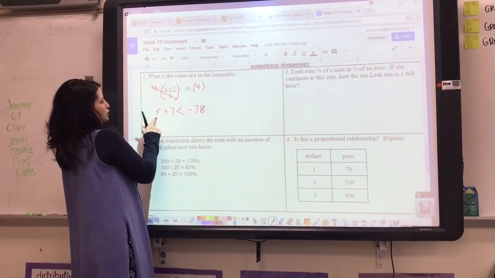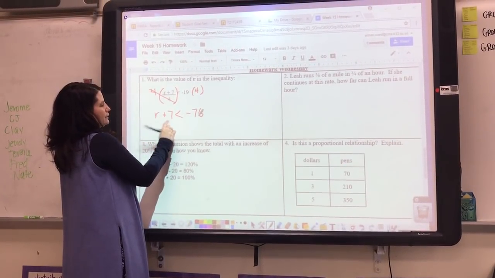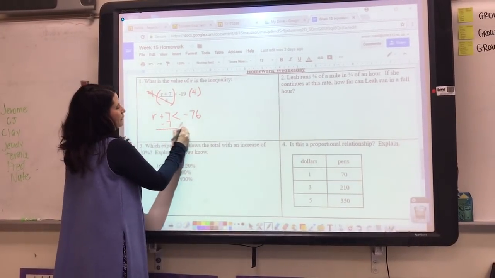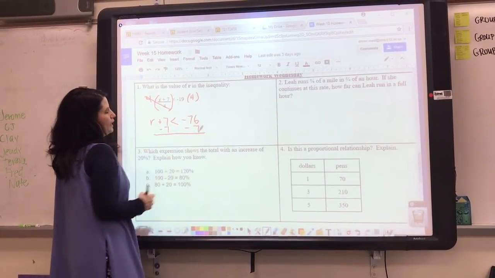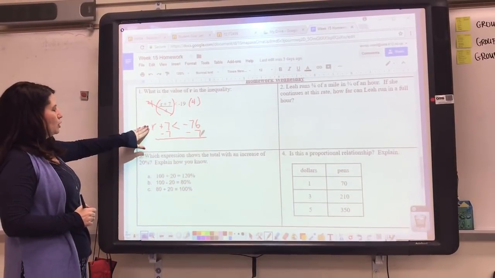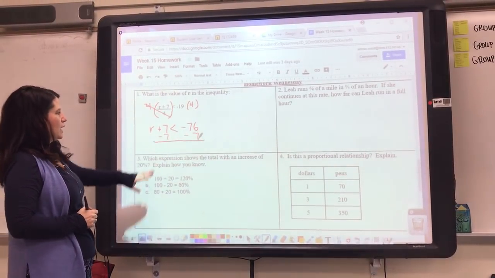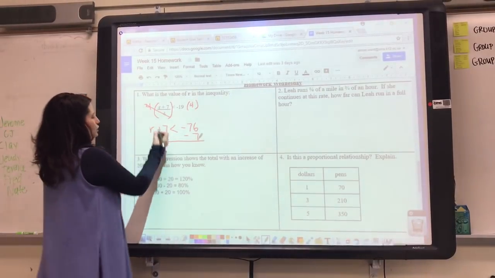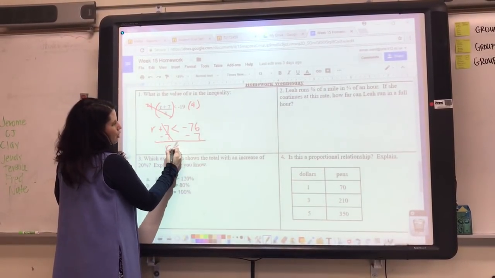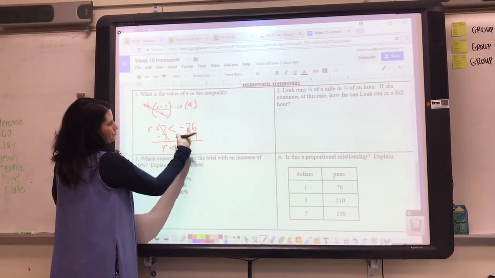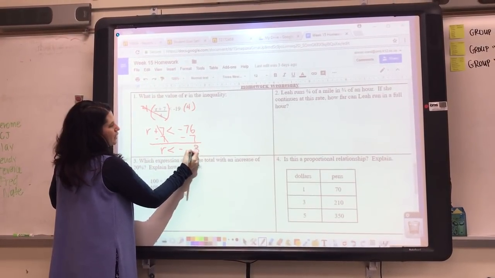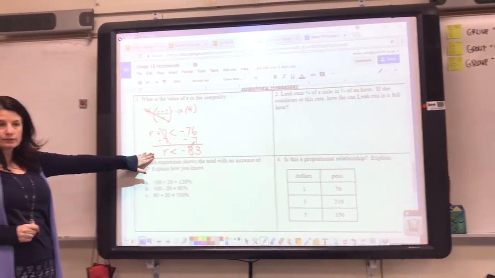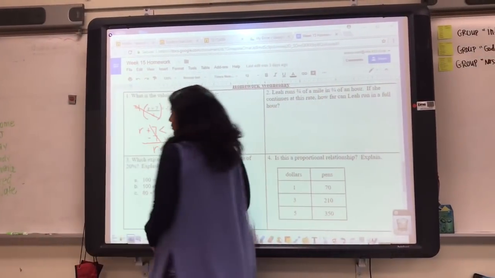Keeping through, I now need just to get r by itself, so I have a plus 7, so I need to do the inverse of add 7, which is subtract 7, and if I do it on the left, I must also do it on the right. Now, if we were dividing or multiplying by a negative, we would flip the sign, but in this case, we're just subtracting, so there's no need to flip the sign. Just keep it as is, so I have r is less than negative 83.